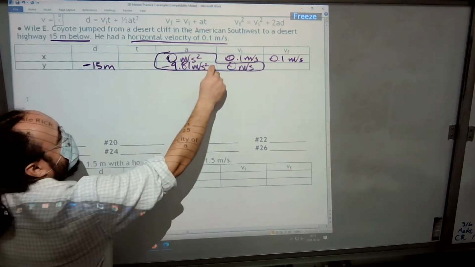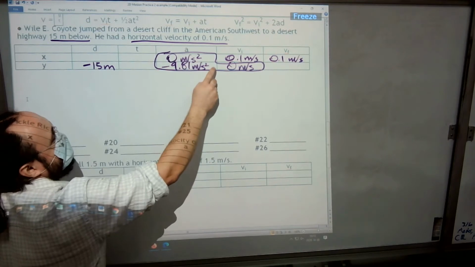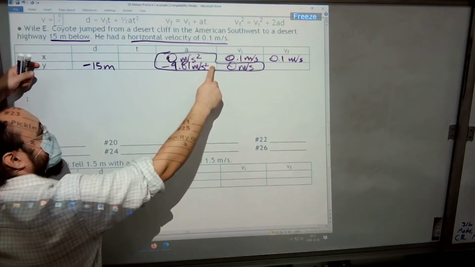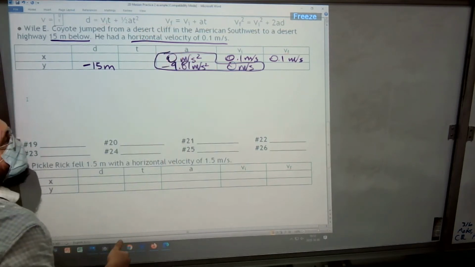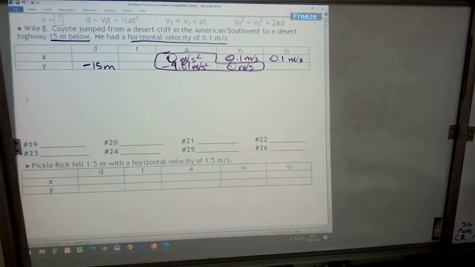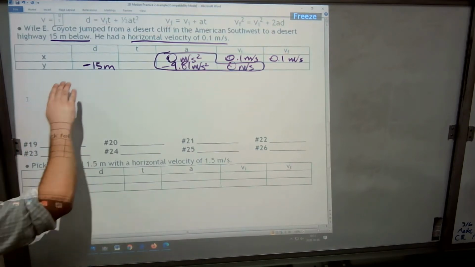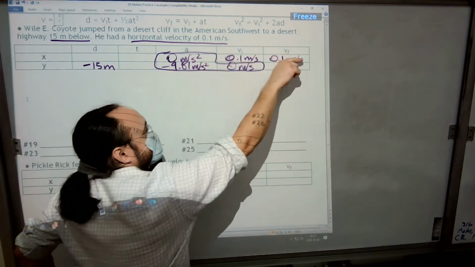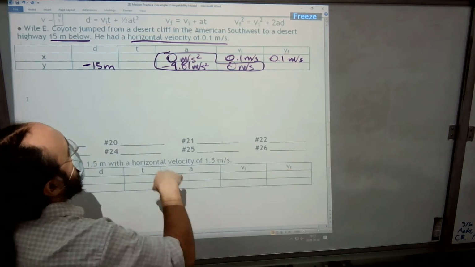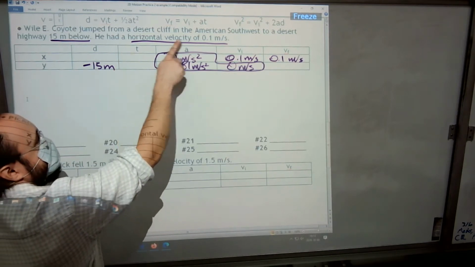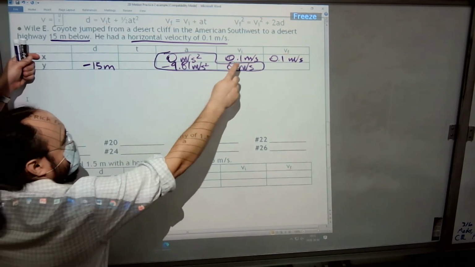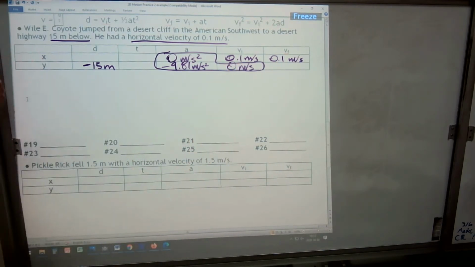We're on Earth, American Southwest, which is on Earth. So our vertical acceleration is negative 9.81 due to gravity. It's going to speed up that much each second in the down direction. And horizontal acceleration is 0 because gravity doesn't work this way. If it starts off at 0.1, it'll end at 0.1. That's why these are the same. It told me that right there. The horizontal velocity is 0.1, and they're the same because the acceleration is 0. Same on the x row, horizontal velocity.